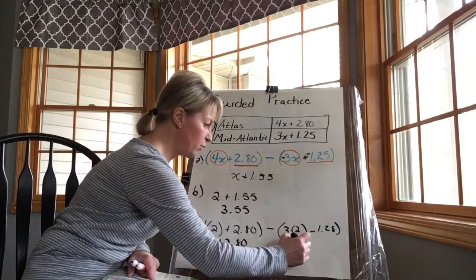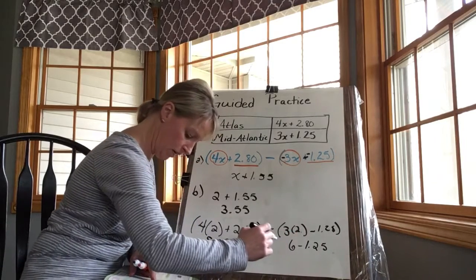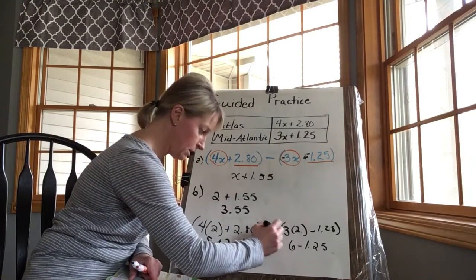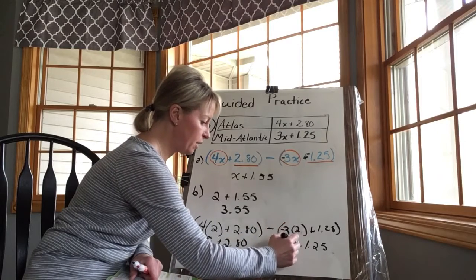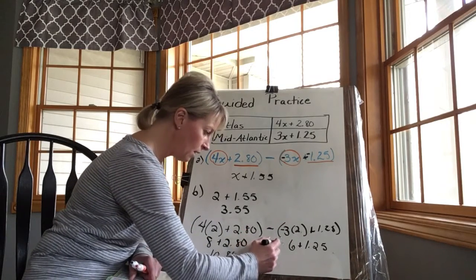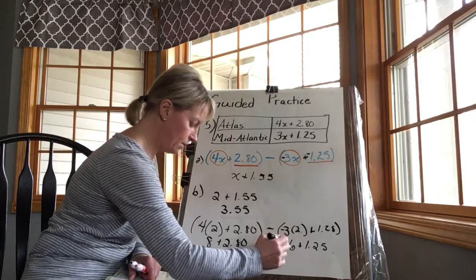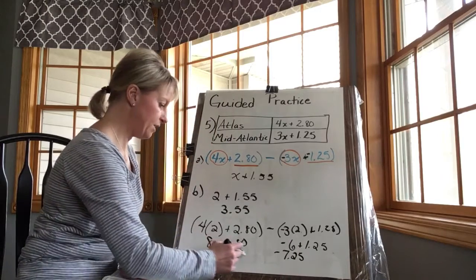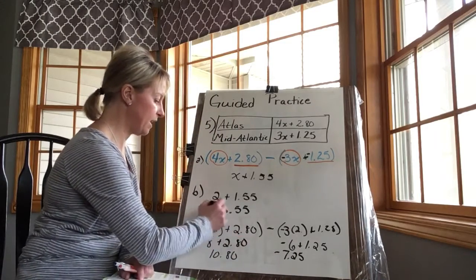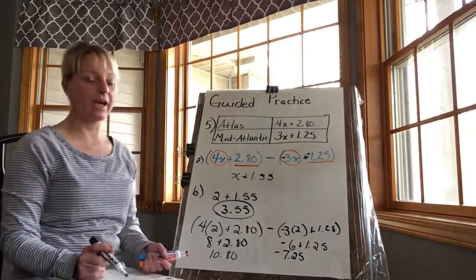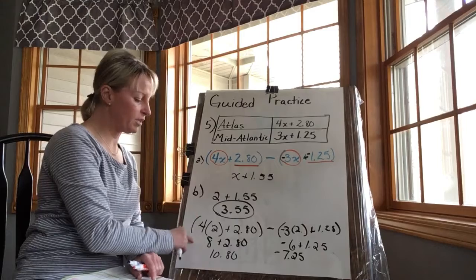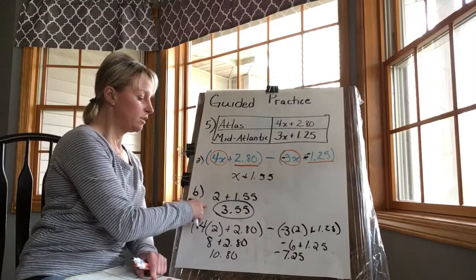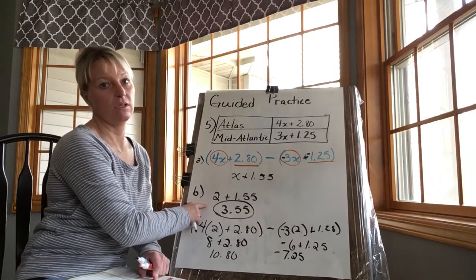This is 6 minus 1.25, which would be, because I have to bring that negative inside there, that becomes a positive, so that's a plus. And they're negative, so it's a negative 7.25. And I just subtract 10.80 and 7.25, and I get this final answer. Either way is fine, but look how many more mistakes you can make keeping it the long equation than just simplifying it, combining like terms, and solving the problem.